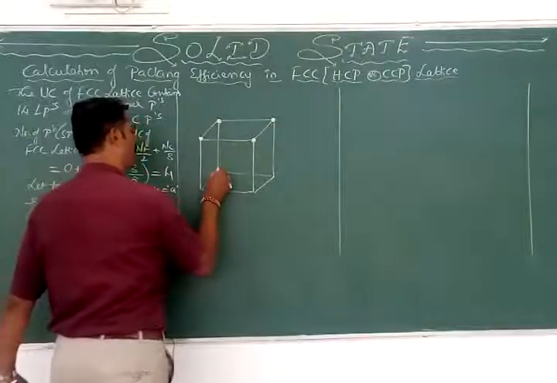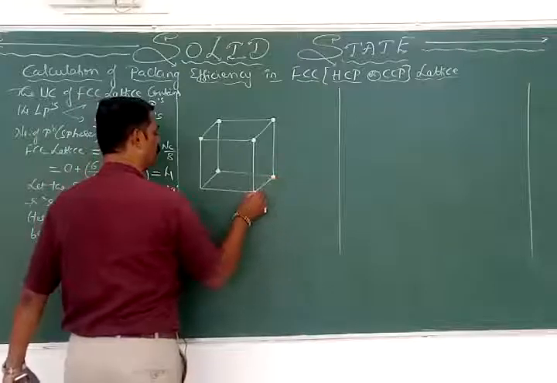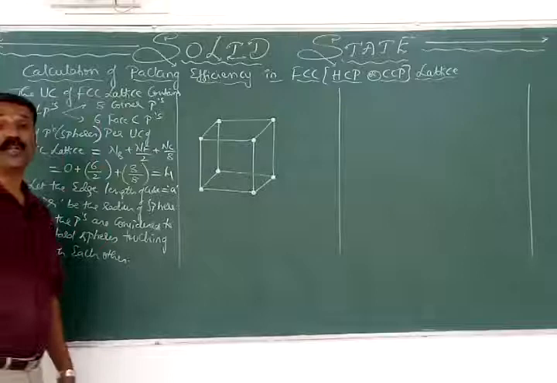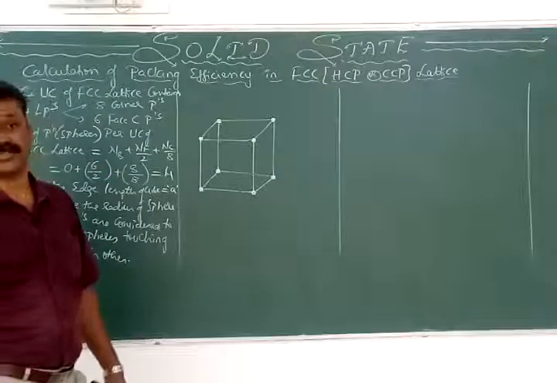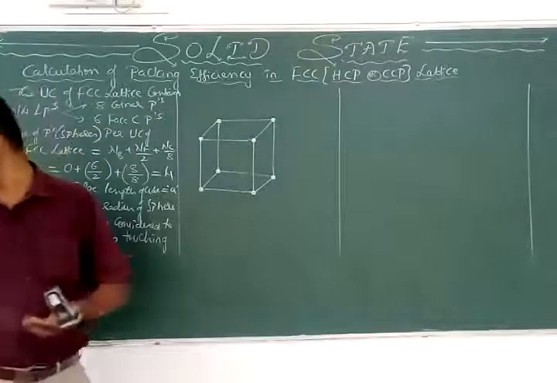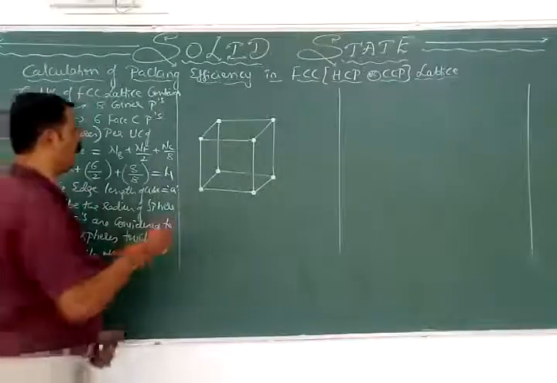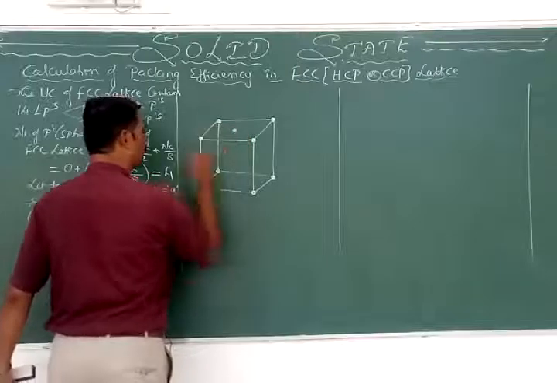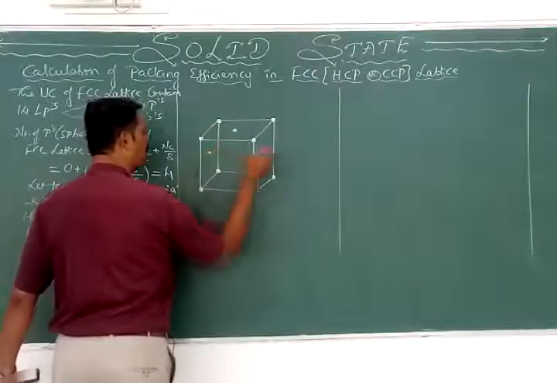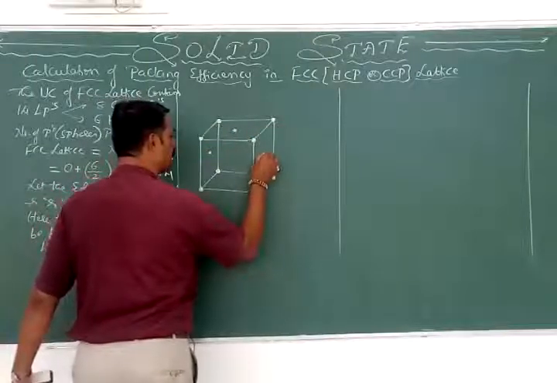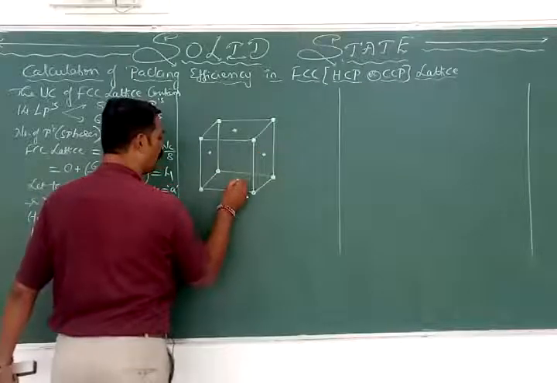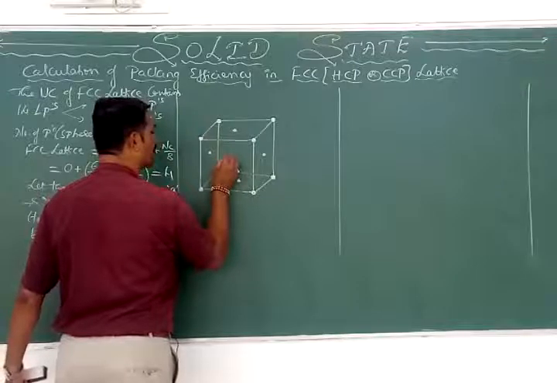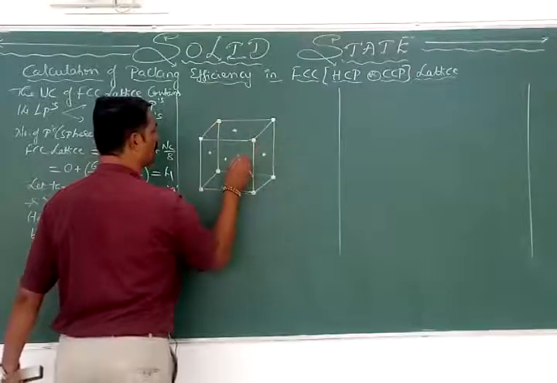Okay? Now we have to have the face centered particles. How many face centered particles are we having? Usually 6. Okay, let's have that. This is the first face centered particle. This is the second face centered particle. In this face, this is at the center, that is the face centered particle. Here also it is the fourth one. And with respect to this, it is the center here. And with respect to this, this is the center.